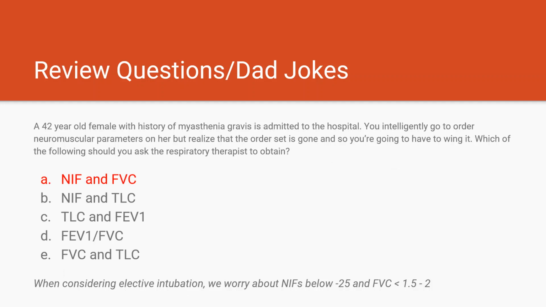And here it's going to be A. Neuromuscular parameters include a NIF and FVC. And then remember, just try to remember those cutoffs. We worry about NIFs below -25 or -20, and then FVCs below 1.5 or 2 liters, which is 15 cc's per kilo.